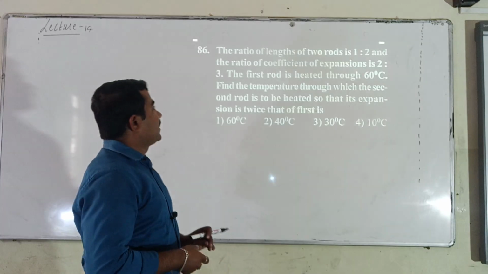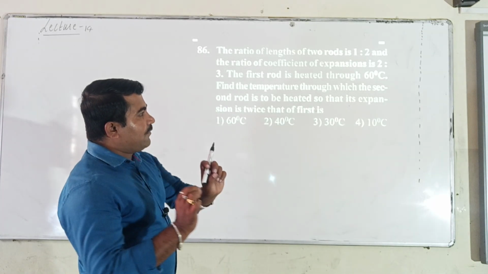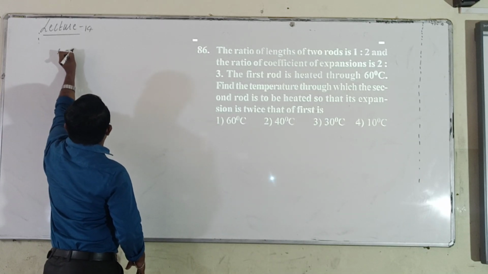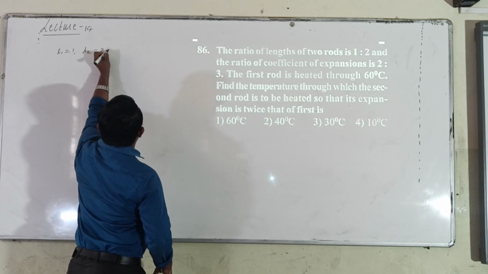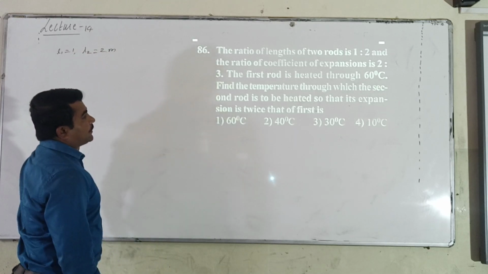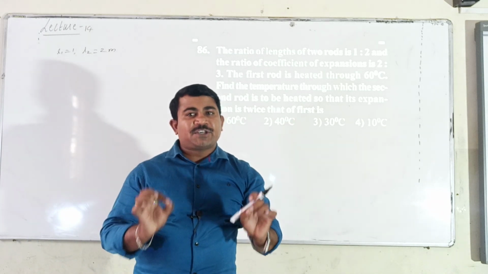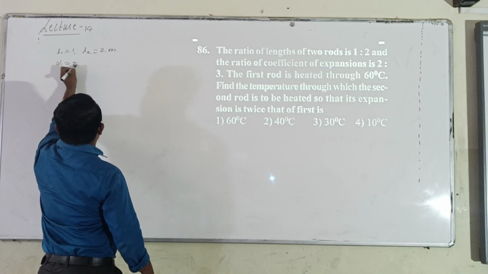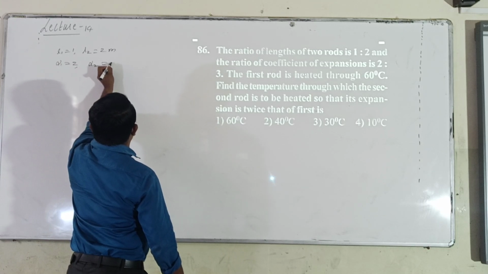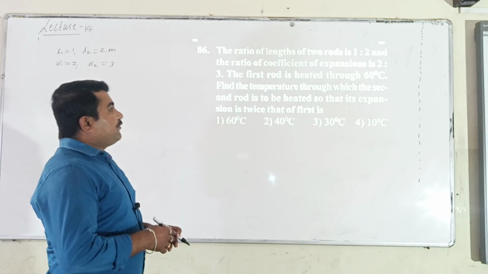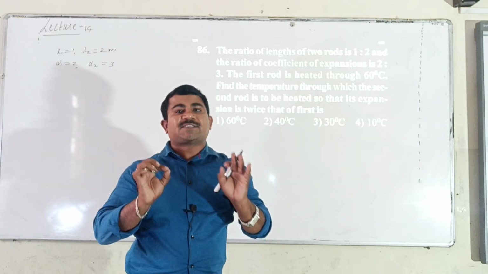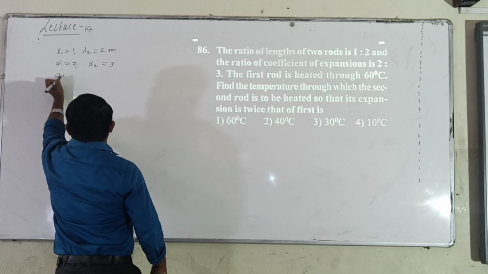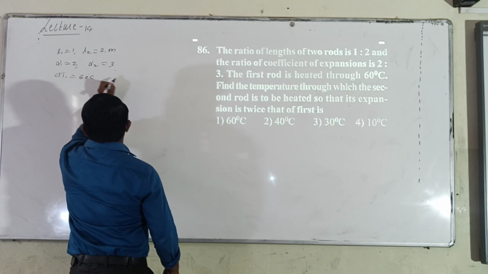Understand the question? Lengths of the two rods are 1:2. Here L1 is equal to 1, L2 is equal to 2. Coefficient of expansion is 2:3, I mean alpha 1 is 2, alpha 2 is 3. The first rod is heated through 60 degrees Celsius. First rod means the first rod is heated through 60 degrees Celsius.